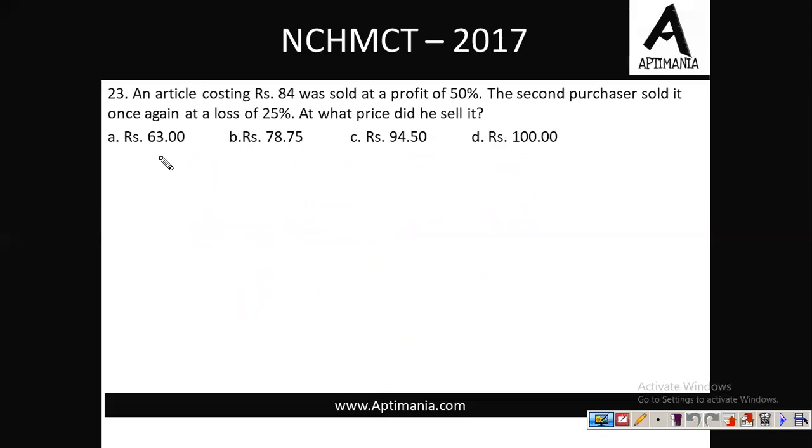So question number 23. Question number 23 is based on profit and loss. An article costing rupees 84 was sold at a profit of 50%. Now see, cost price is 84, profit is 50%. Now 50% of cost price. So how much is the profit in terms of rupees? 42 rupees. So from here selling price comes out to be 84 plus 42, that is 126 rupees.